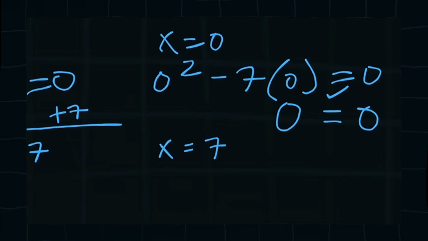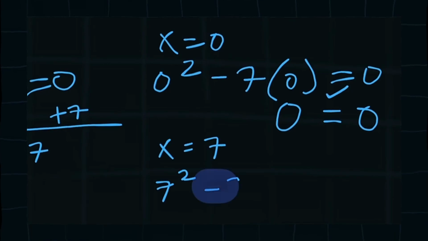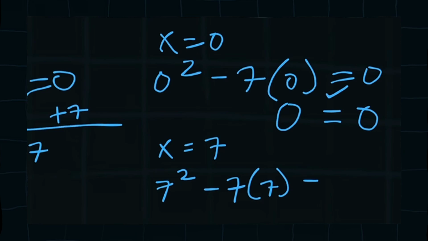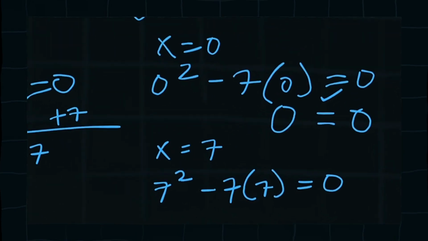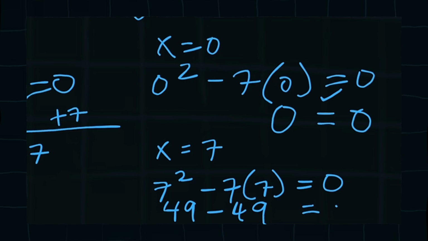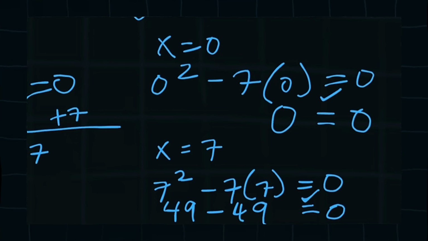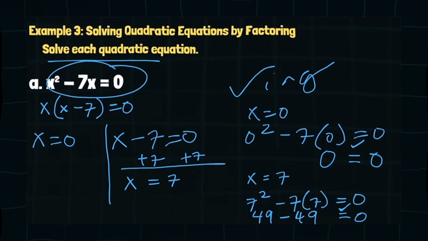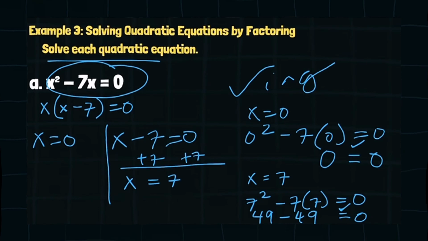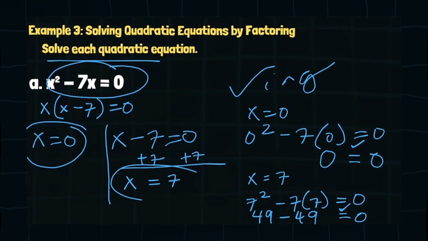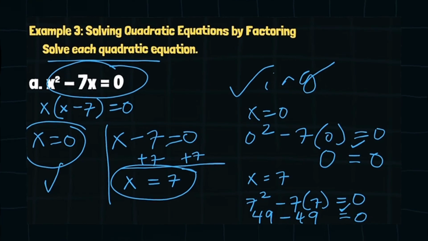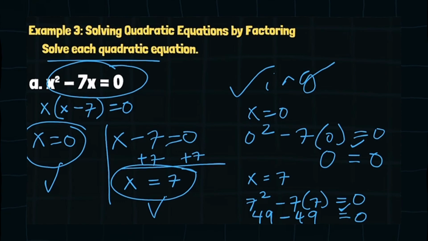Next, if x equals 7, we have 7 squared minus 7 times 7 equals 0. 7 squared is 49, right? Also 7 times 7 is 49 as well. Then 49 minus 49 gives us 0. Finally, 0 equals 0. The solutions to the equation x squared minus 7x equals 0 are 0 and 7. Now if you get that process, you are great.